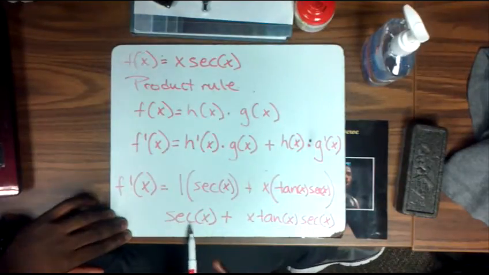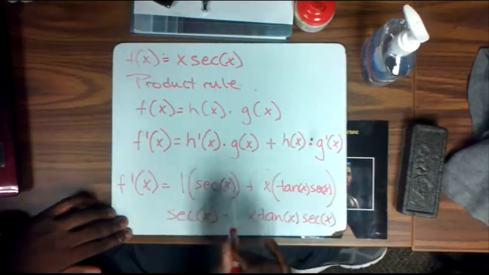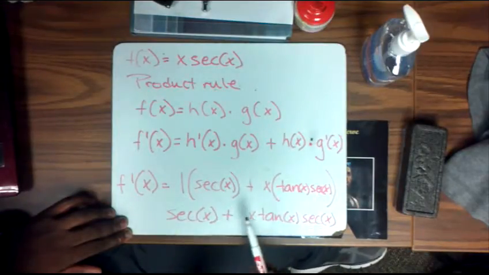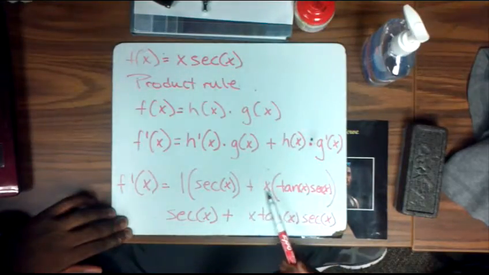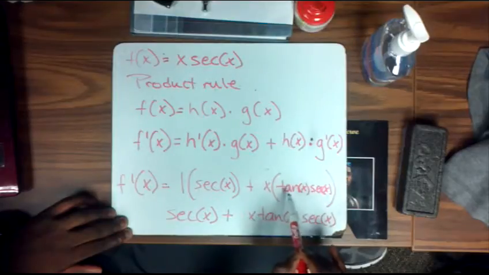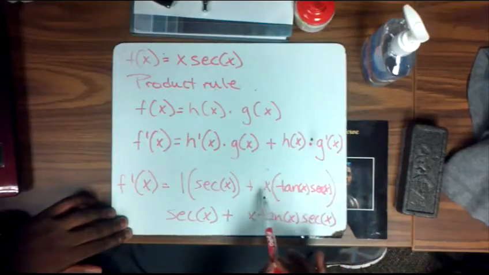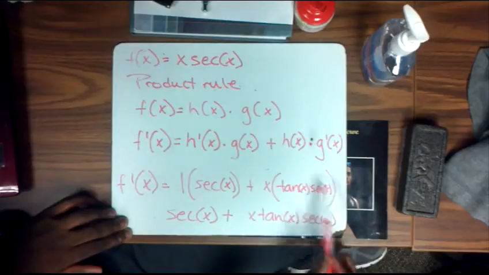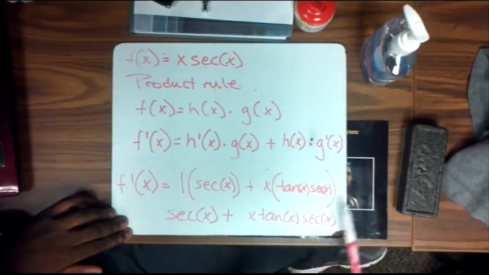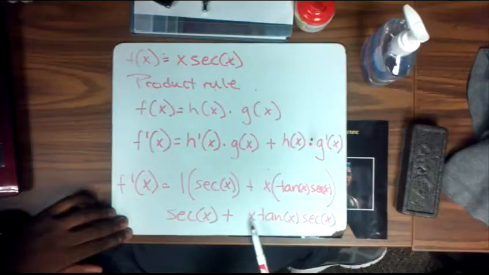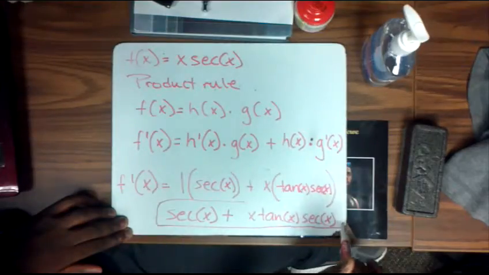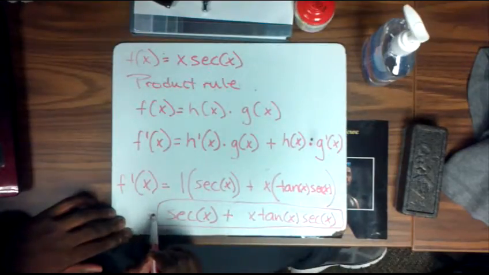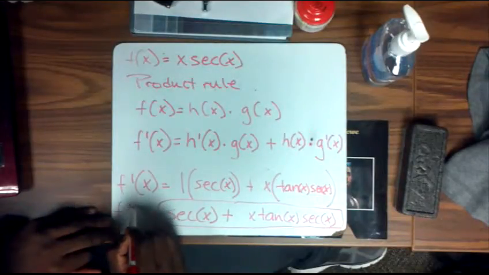We get secant of x because 1 times secant of x is just secant of x, because anything multiplied by 1 is just the same thing. And here, because we can't multiply x into each variable, we just have to multiply it through the whole thing, because tangent x, secant x is all one variable. So the answer becomes x tangent of x times secant of x, and this is the final answer, which is equal to f prime of x.